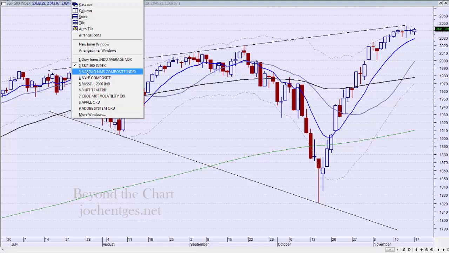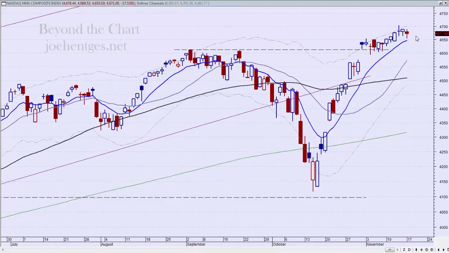So take a look at the Nasdaq. Similar type thing. Nasdaq was down 17 points. So we had a little bit of a mixed market. The Dow up 13, the S&P 500 up 1.5, and the Nasdaq down 17.